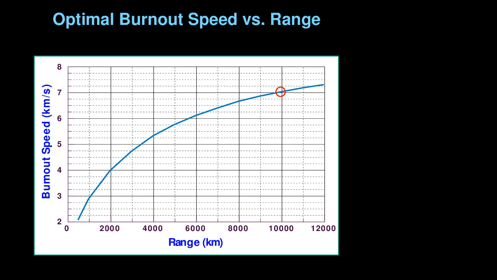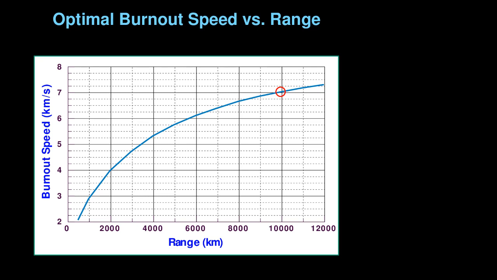Now, just to give you a sense of what that speed means, keep in mind that the speed of sound is about 1/3 of a kilometer a second. So 7 kilometers a second is greater than Mach 20. So we're talking about very high speeds here. The other speed that's worth thinking about is the orbital speed of a satellite at 300 kilometers altitude, which is about 7.7 kilometers a second. And so by the time you get a payload up to intercontinental ranges, you're approaching the speeds that you need for putting a satellite into orbit.